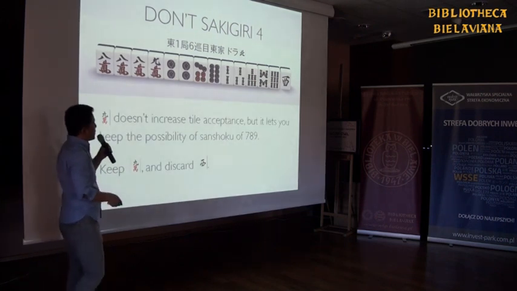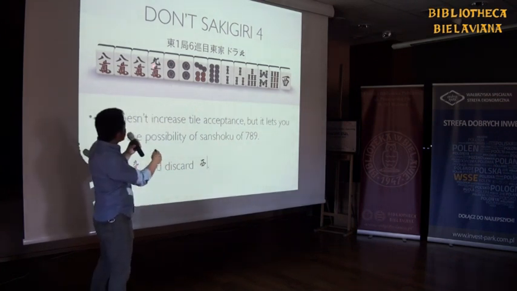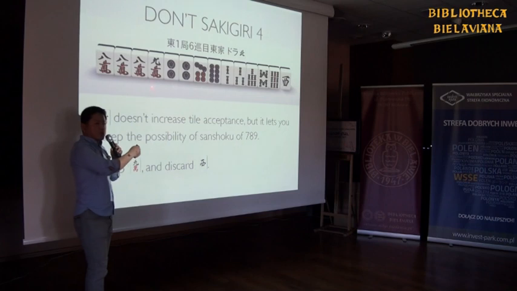This is the last example where you should not do sakigiri. Right? 9 seems redundant, but in order to keep the possibility of sanshoku, you should keep 9 and discard west. Right?